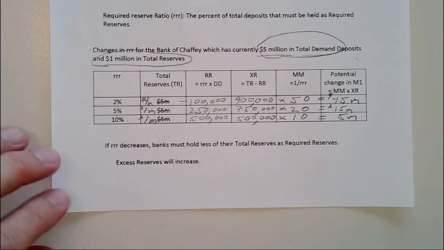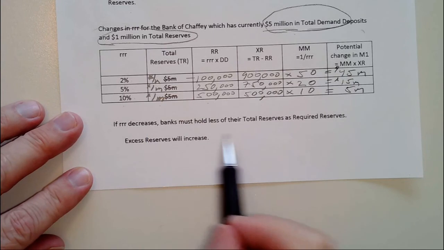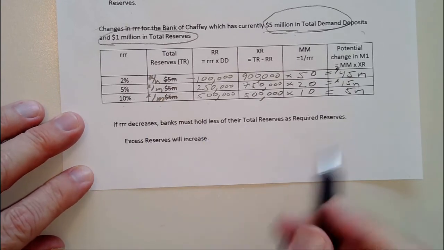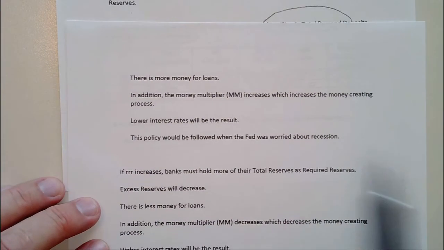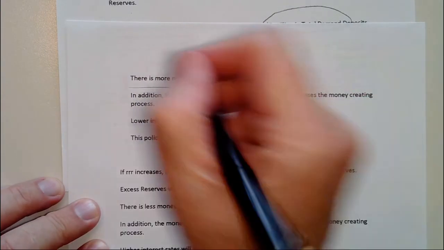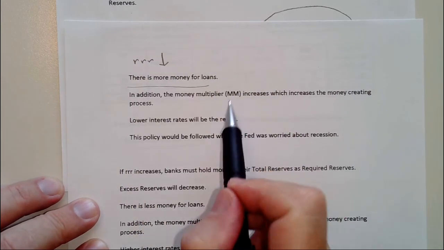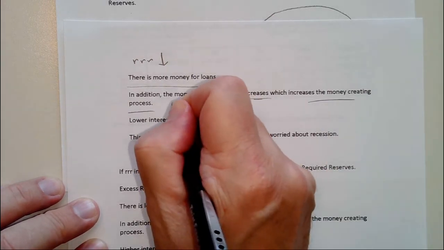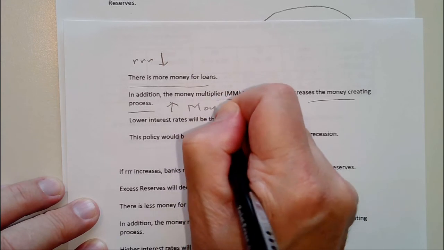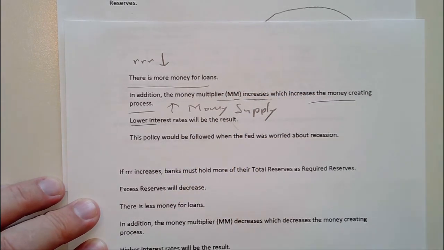So right here, if the required reserve ratio goes in the other direction and decreases, banks must hold less of the total reserves as required reserves, and that would cause excess reserves to increase. That means there's more money for loans. Again, this is when the rate goes down. That affects the money multiplier as well. It increases it, which increases the money creating potential. All of this is designed to increase the money supply, to again drive rates down, and again to fight recession.